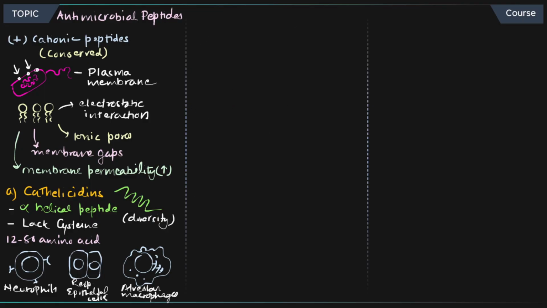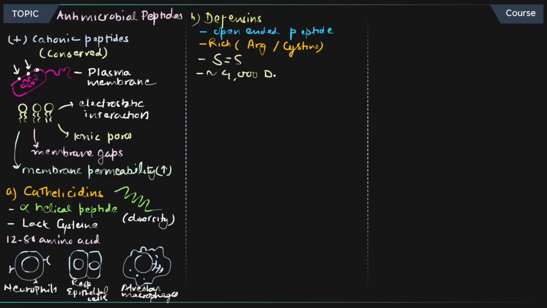Second example of an antimicrobial peptide, let's write it down: defensins. As the name indicates, defensins can defend our system. These are open-ended peptides. That is an important feature, and they're rich in amino acids like arginine and cysteine. Cysteine was absent in the first case, right? They form disulfide bonds, because of which the structure is really stable. The molecular weight is 4,000 Dalton, and in this case you have beta sheets. Let me draw it. You have specifically anti-parallel beta sheets in this peptide.